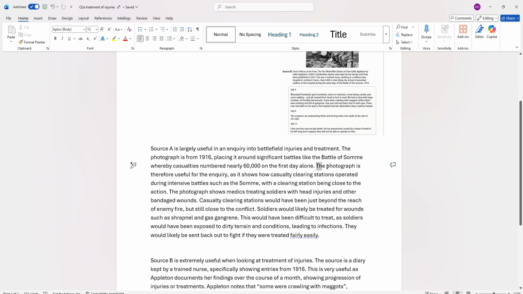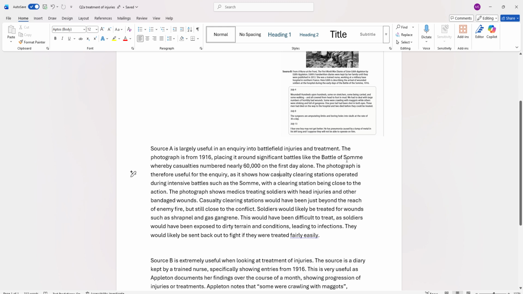So I've said the photograph is therefore useful for the inquiry as it shows how casualty clearing stations operated during intensive battles such as the Somme, with a clearing station being close to the action. That is my evaluation. Is it the best evaluation ever? No, probably not. But what I've done is I've said, I know what the provenance is, I know the nature is a photograph, and I know the date is 1916.